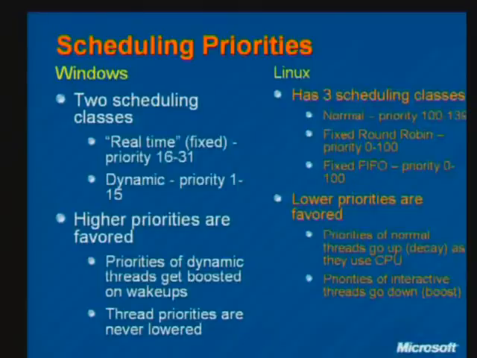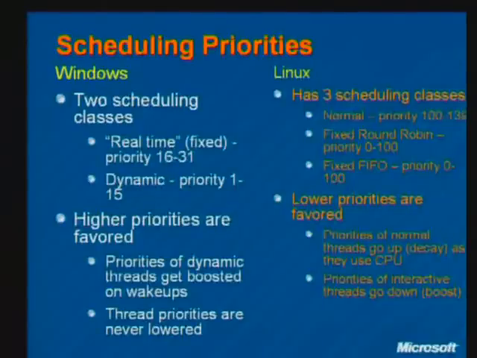Now, what's different is that the lower priority number is favored. So the highest priority on a Linux system is actually 0. In the normal class, 100 would be the highest priority in the normal class. And thread priorities can go up and down, instead of in Windows where they can only go up. They can, in Linux, go below their starting priority if they start out in the normal class.